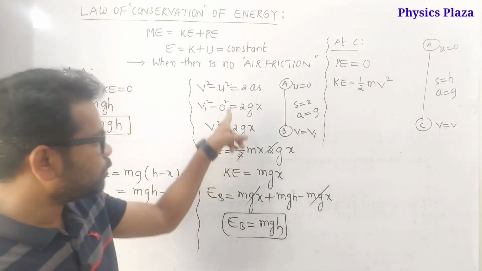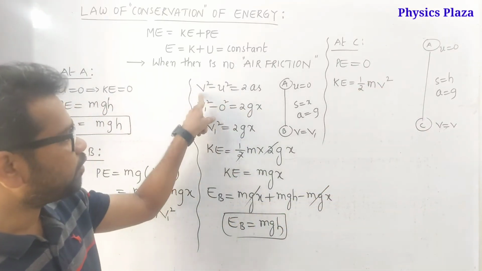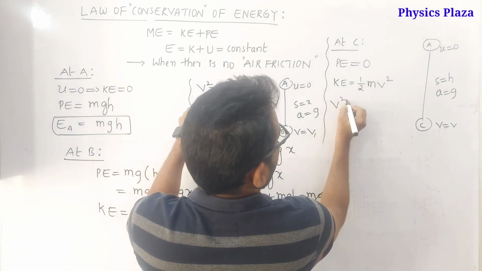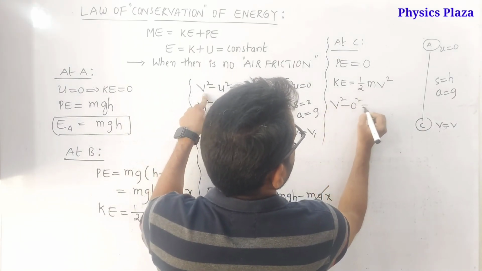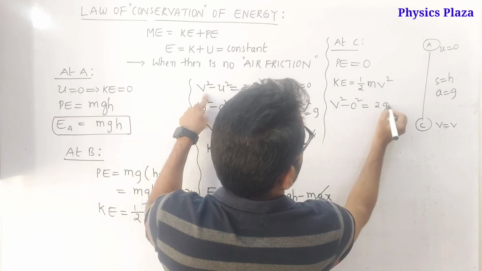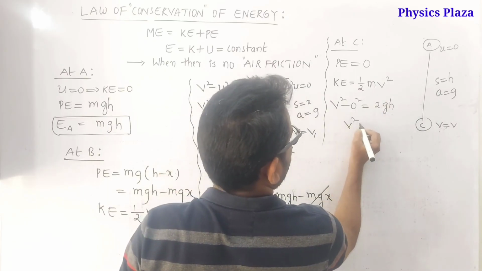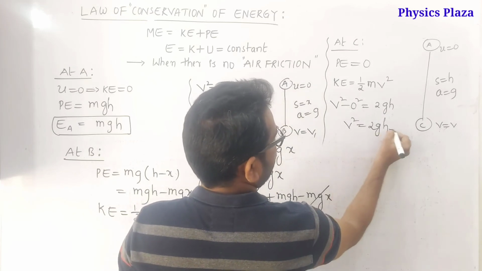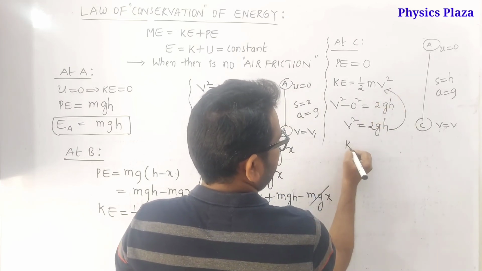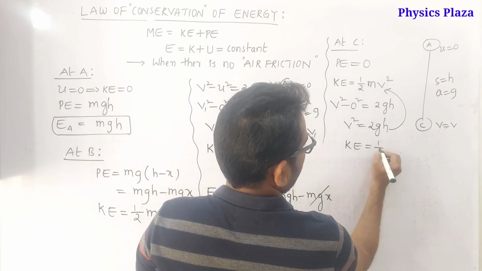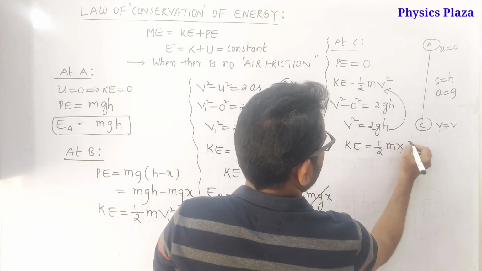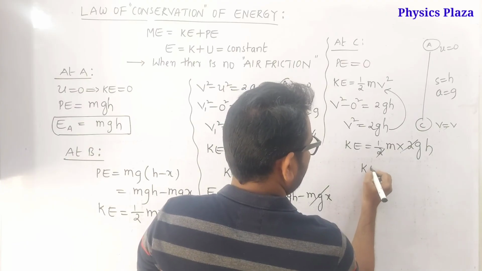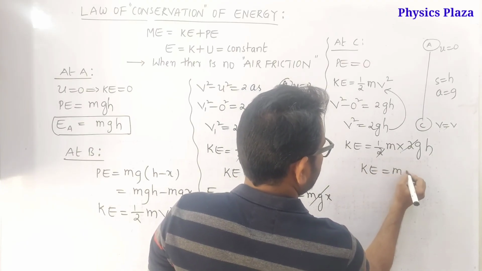Again, let us apply the same formula. In place of v, let us write v square. Initial velocity 0, so v square is equal to 2gh. Substitute this in the equation, then kinetic energy is going to be half m into 2gh. The 2 gets cancelled, so kinetic energy will be mgh.